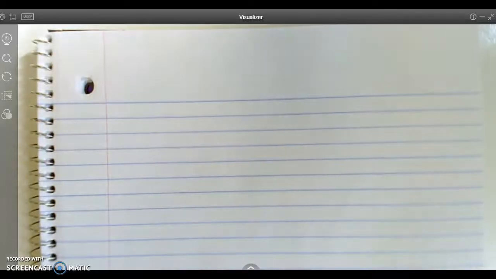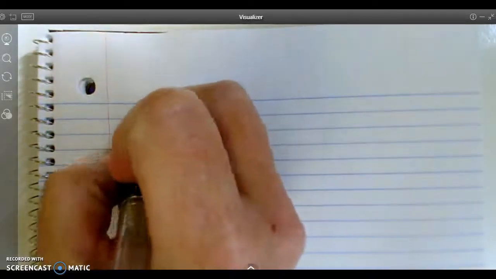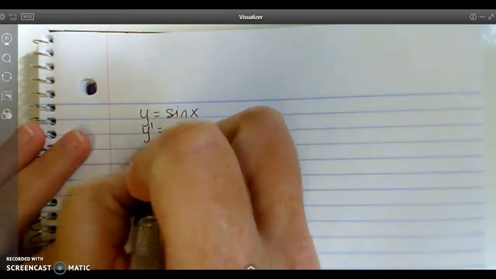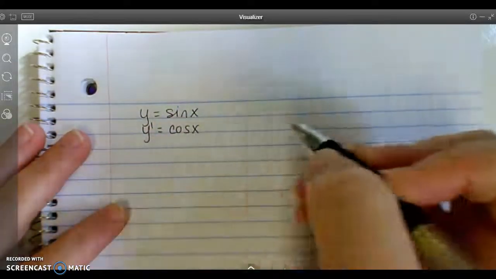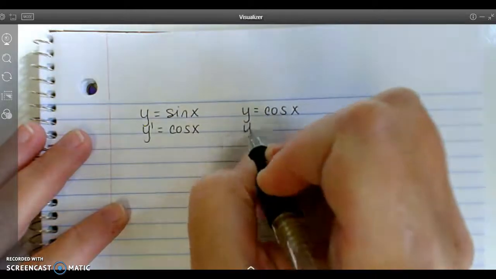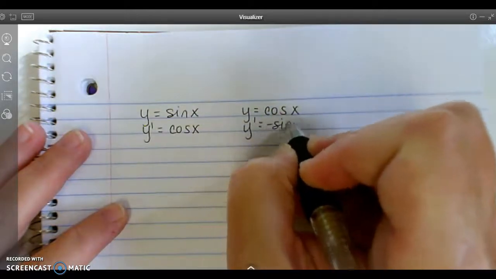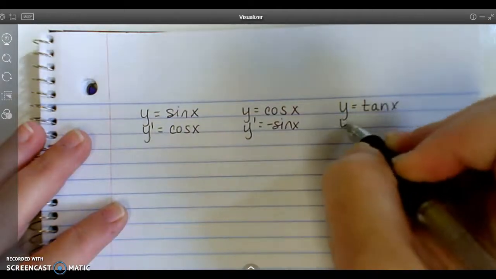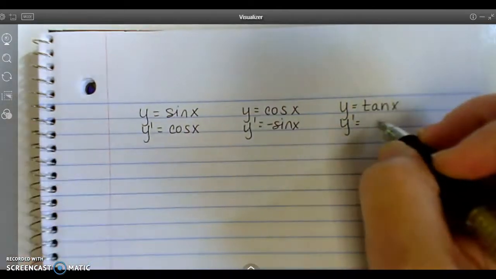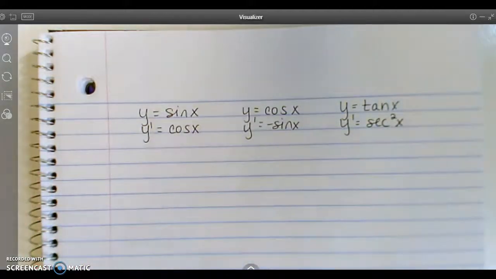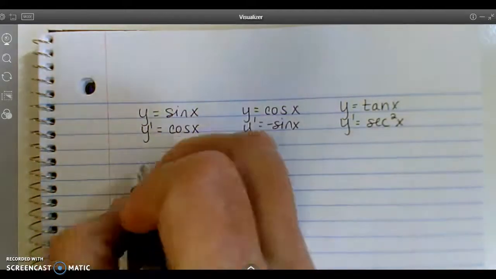We're going to be doing some trig derivatives. I think we already know a few. When you have y equals sine x, the derivative of sine x is cosine x. When you have cosine x, the derivative is negative sine x. And when you have tangent, the derivative is 1 over cosine squared, or secant squared x. So we want to find 3 more derivatives.